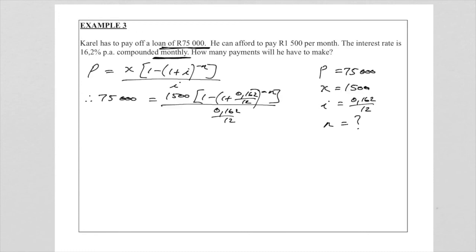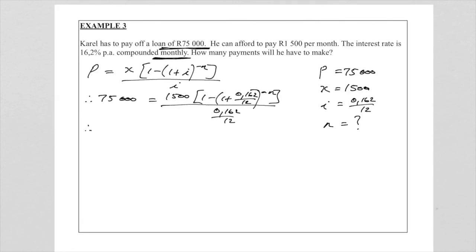Remember, we want to get the bracket with that exponent on its own so that we can use logs again. Always, when we need to solve for an exponent, we use logs. So I will take the 75,000, multiply it with the denominator, and divide by the 1,500. So that will give us 75,000 multiplied by 0.162 over 12, divided by 1,500. And this will be equal to 1 minus 1 plus 0.162 over 12 with a minus N.